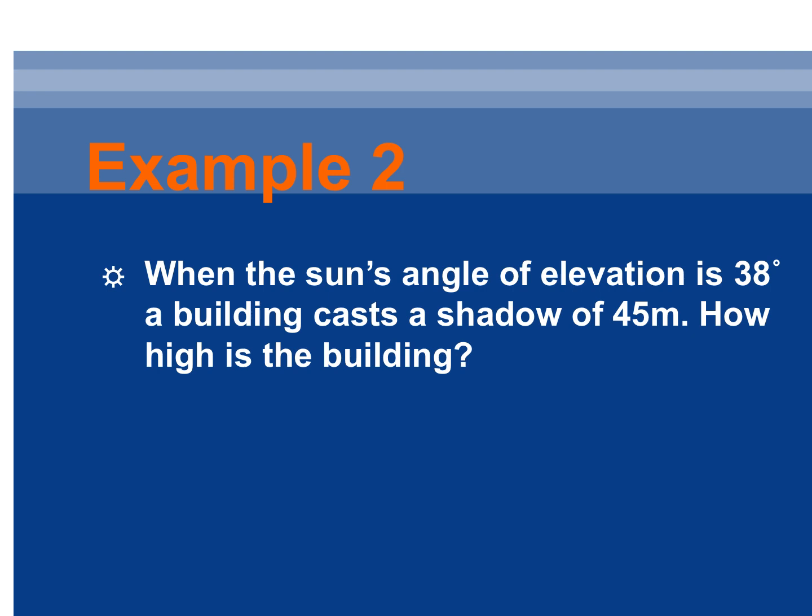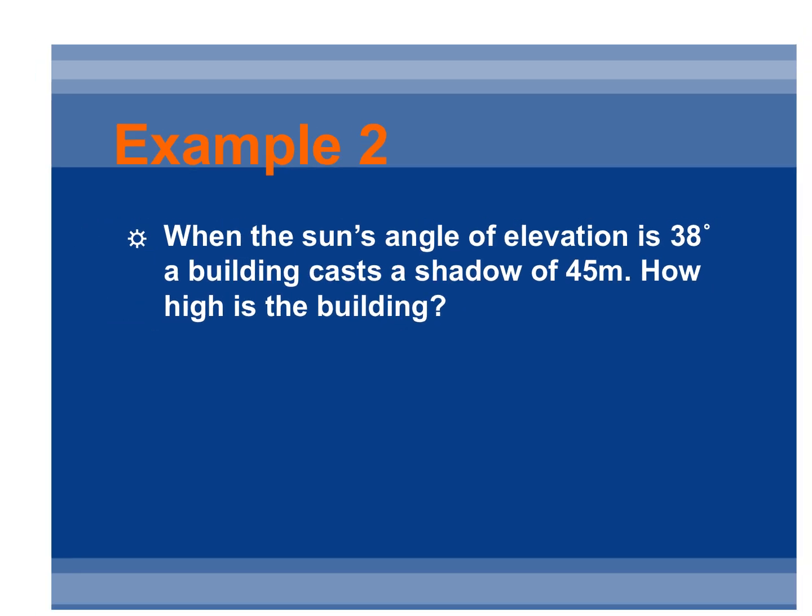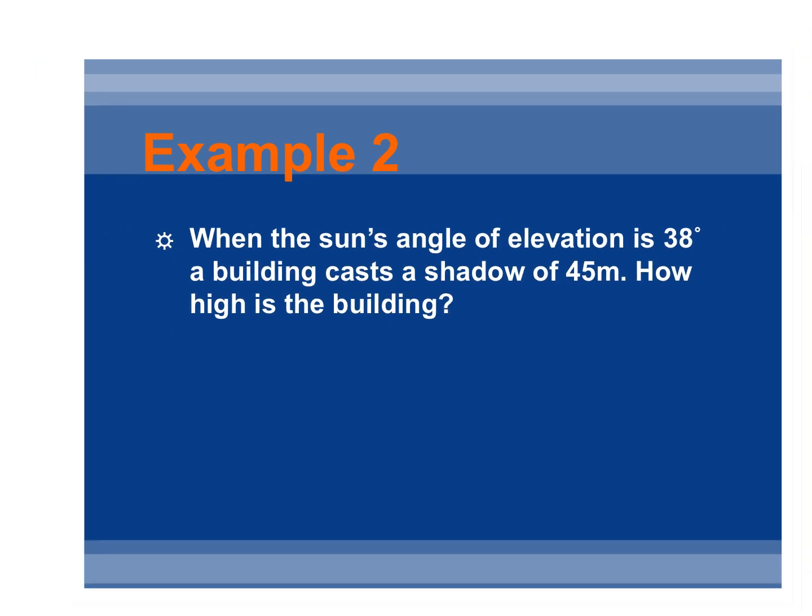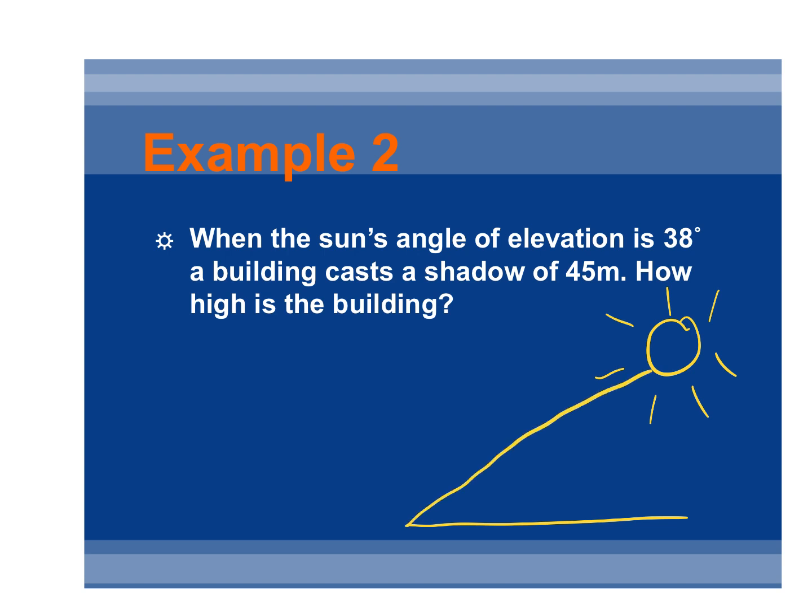When the sun's angle of elevation is 38 degrees, a building casts a shadow of 45 meters. How high is the building? So let's draw our picture. We first have a sun, so draw a sun. It says its angle of elevation is 38 degrees. That means I start at the ground and I go where? Up. So draw an angle up towards the sun. And how much is that angle again? 38 degrees.